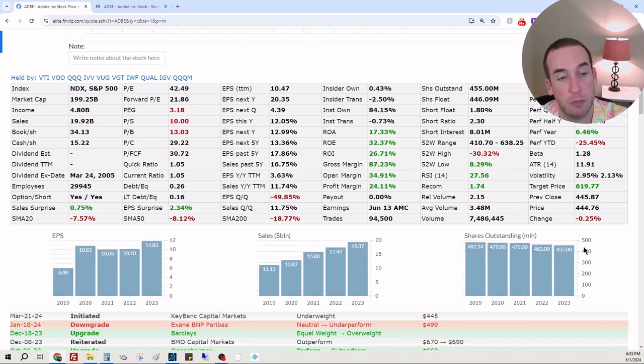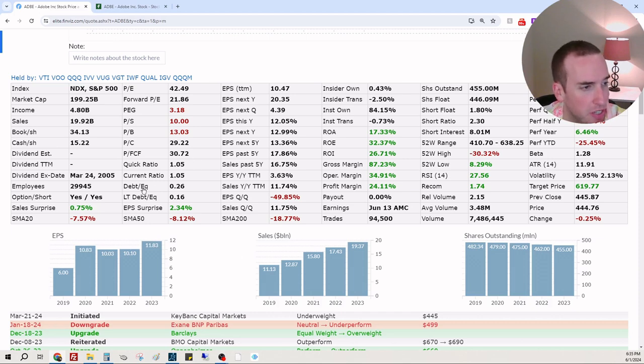Shares outstanding, this is beautiful. This is just natural and organic accumulation of the shares going down over time. Sales, this is a perfect stair ladder right here. Stair step, ladder up, whatever you want to call it. EPS definitely plateaued for 2020, 2021, 2022. Finally broke out in 2023.